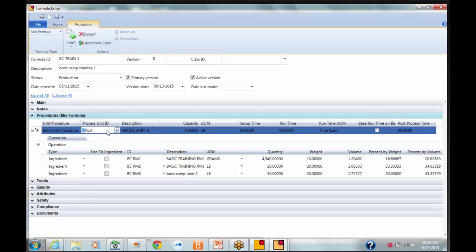And if mixer 1 has capacity, whatever it is, 100 pounds, 1,000 pounds. And you can also fill in things like setup time and run time on that particular unit procedure. This stuff has actually always been in the system, so even if you're a V2 person, this stuff is in the system. It was much more hidden, so it's never had to be used. So we made it very obvious.